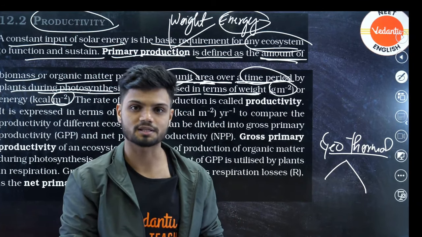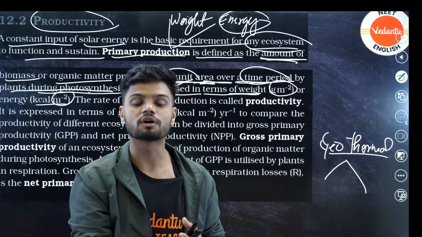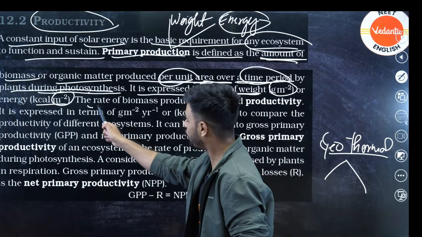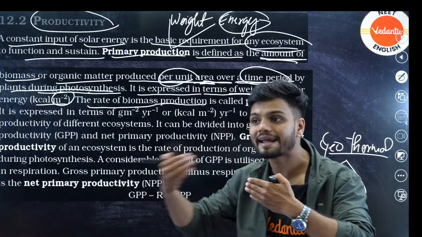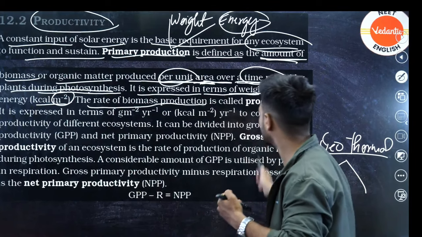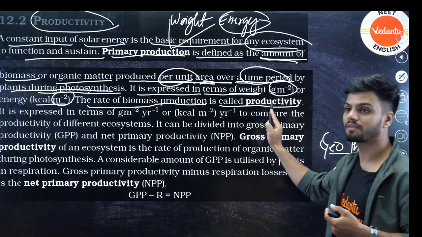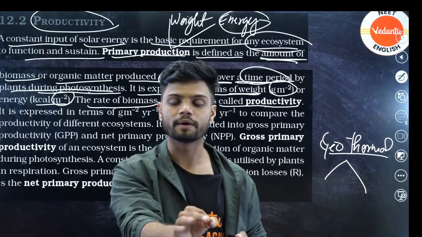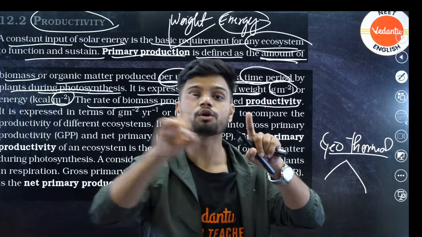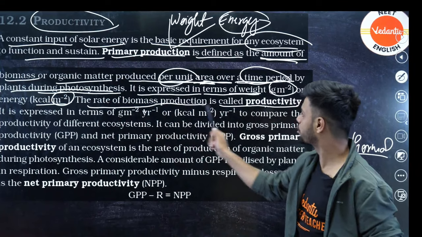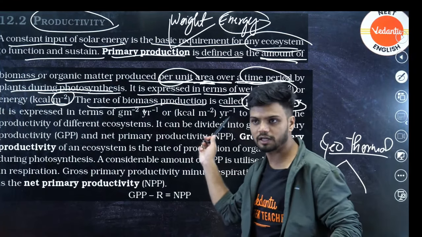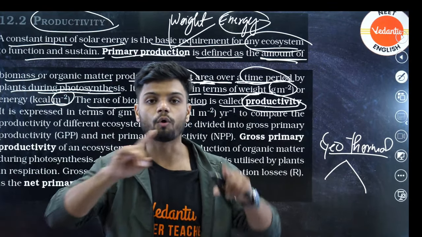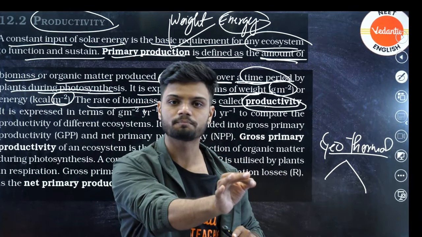The rate of photosynthesis, the rate at which the photosynthesis is taking place over a period of time, that is called productivity. The rate of biomass production, at what rate it is happening, is called productivity. Just like your parents bring the money into the house monthly, daily or weekly, your plants are also doing photosynthesis over a period of time. That is, the rate of biosynthesis is called productivity. So rate is productivity, production is called primary production. Doing photosynthesis over a period of time and area is called primary production.